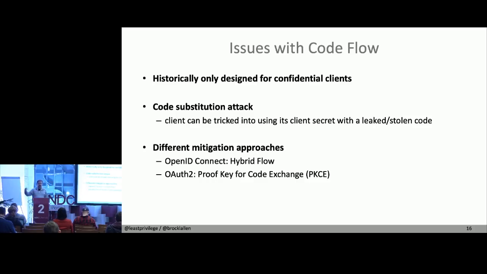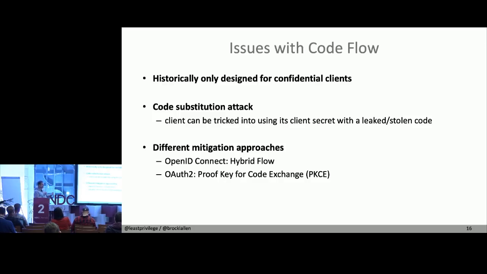It turns out attackers have some good ideas, and they try to attack this protocol in a way that nobody thought about at first. This is called a code substitution attack. And the idea is this: an attacker cannot turn that code into a token because he doesn't know the client secret.